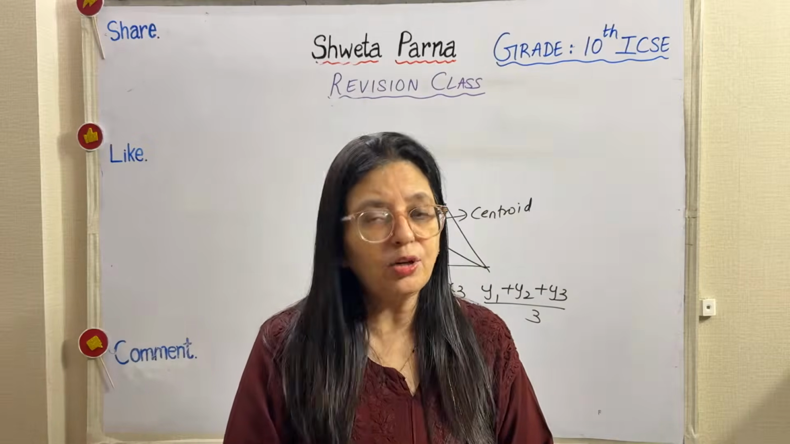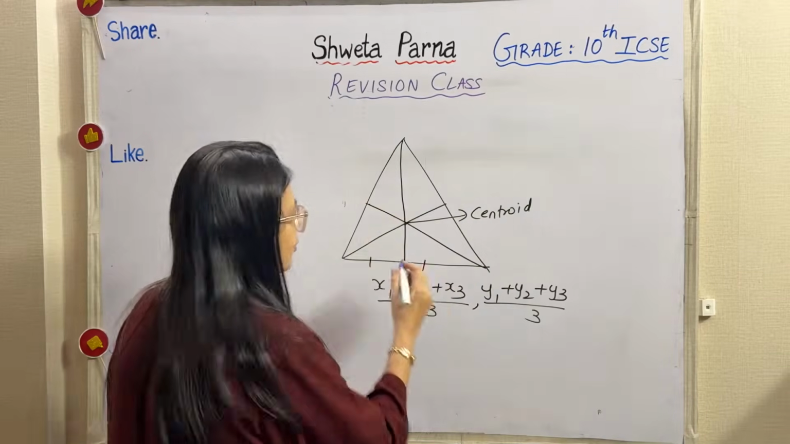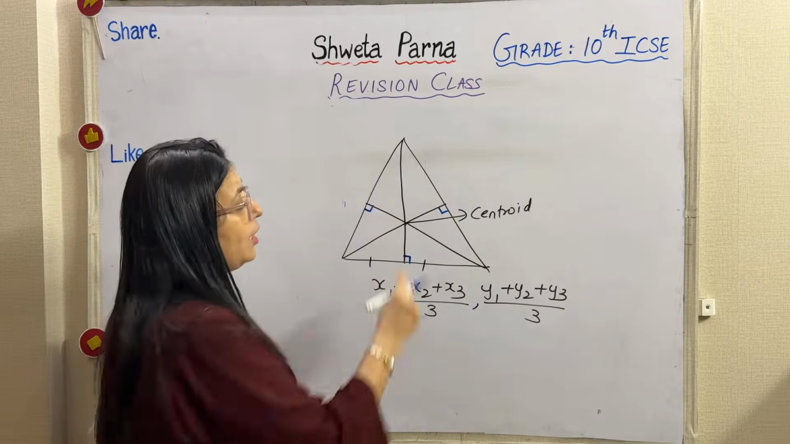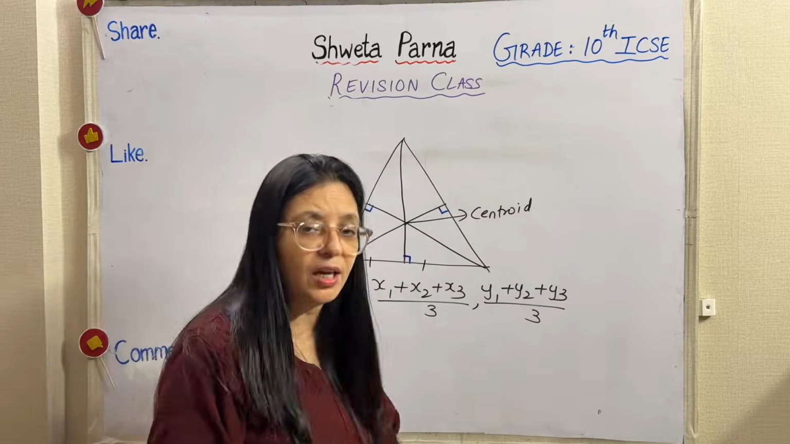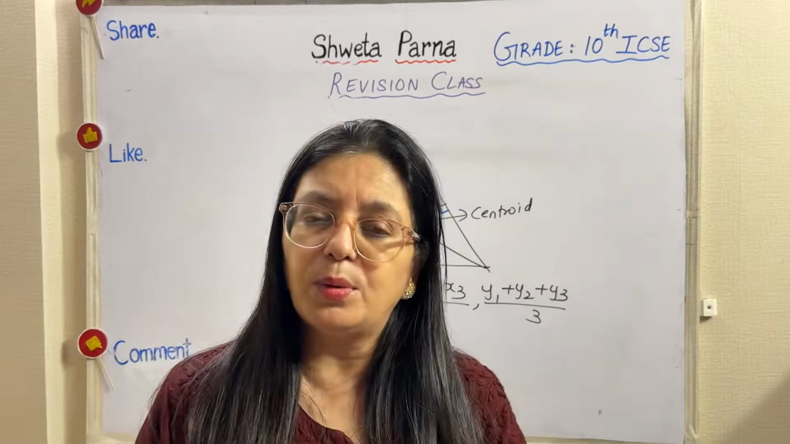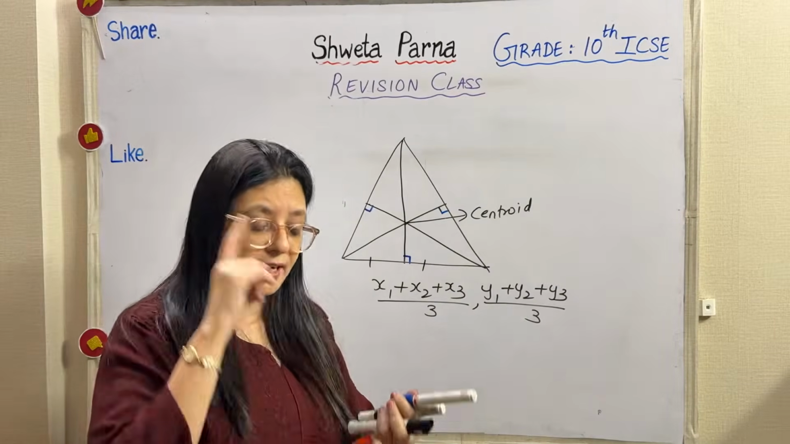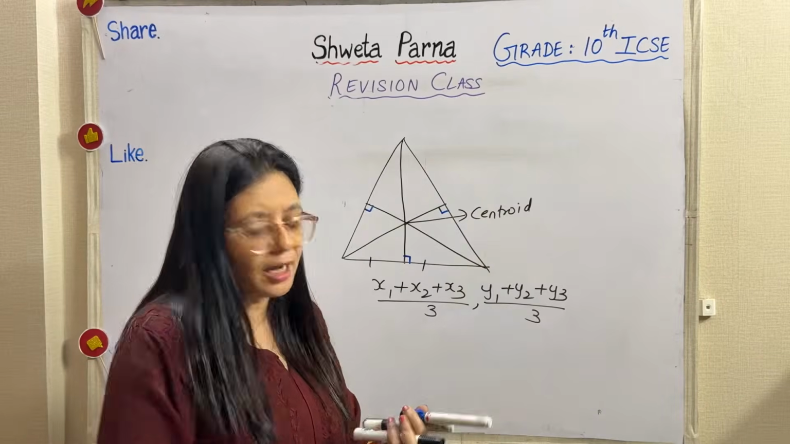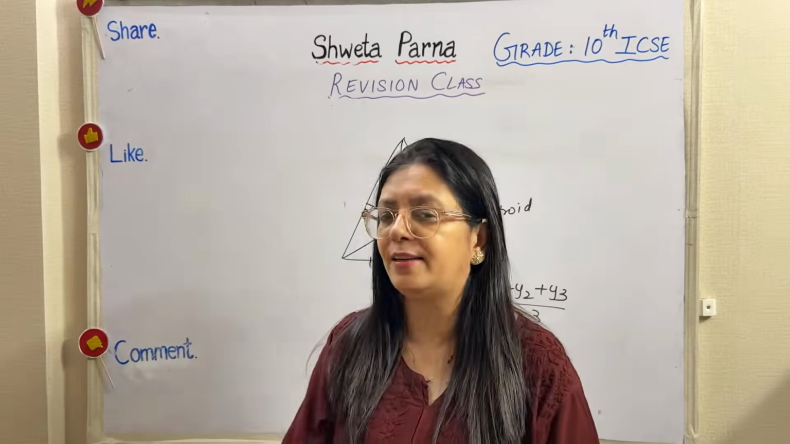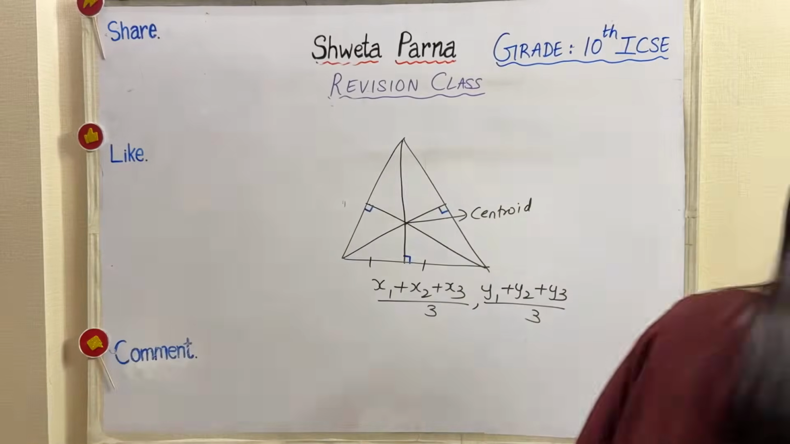Altitude means height or perpendicular. Here the line need not bisect the side. So this is one altitude, this is another altitude, this is the third altitude. The point of intersection of three altitudes is called the orthocenter. Then comes the word circumcenter. Circumcenter consists of both. It has to be perpendicular and it has to be a median. So the point of intersection of the perpendicular bisectors is called the circumcenter. Clear? Shall we move to the sums now?